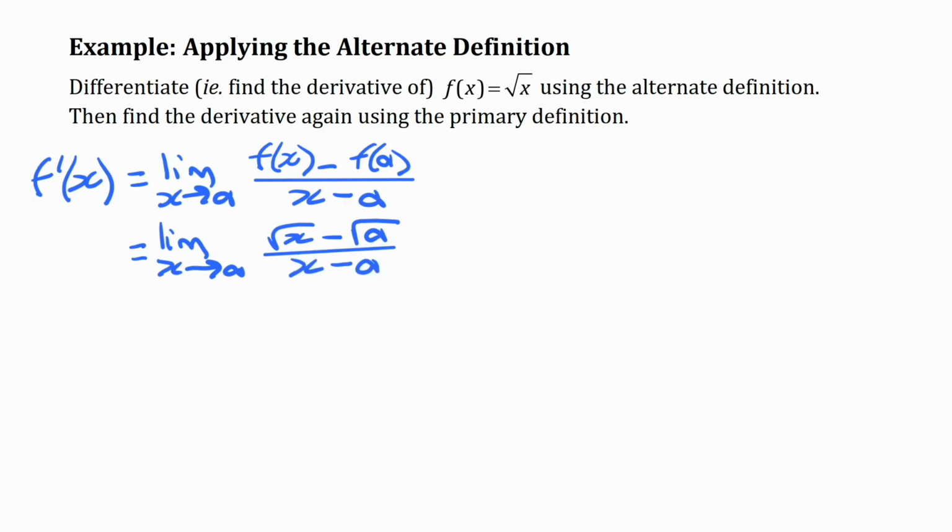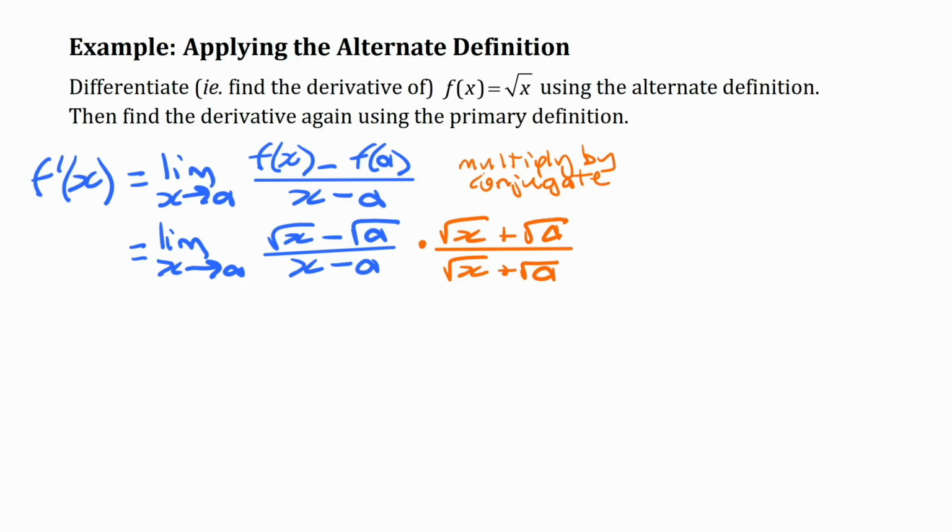So we're going to have to do some algebra, and the technique we're going to use here is something you may have used in the past, maybe in a little bit of a different context, but we are going to multiply by the conjugate of this thing that's on top. And the conjugate of the thing on top is root x plus root a, right? If this is root x minus root a, the conjugate is root x plus root a. Now, we can't just multiply by that unless we multiply by that over itself, because then we're multiplying by a fraction that's equal to 1, and we're not changing the value of the thing.